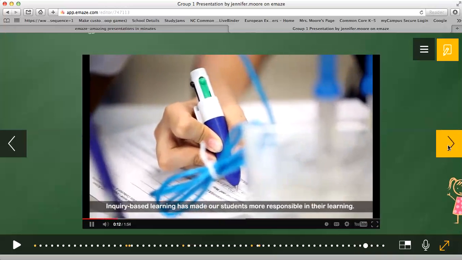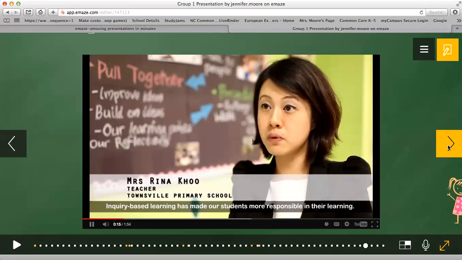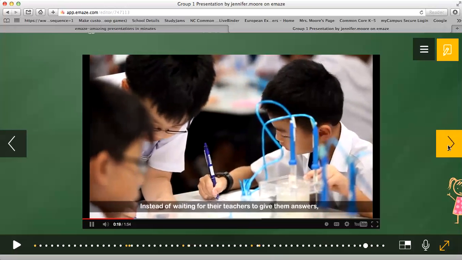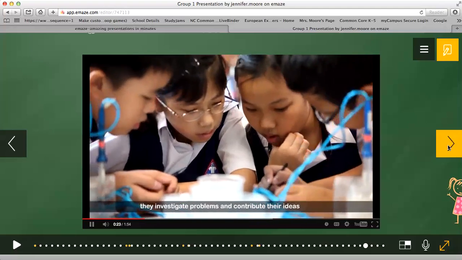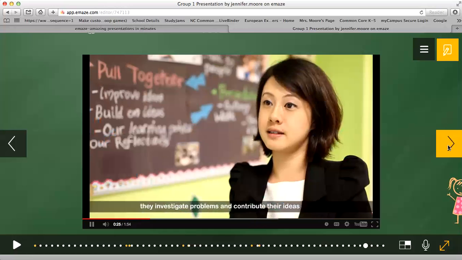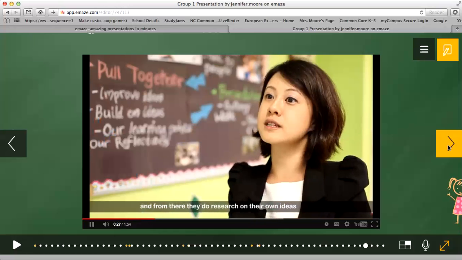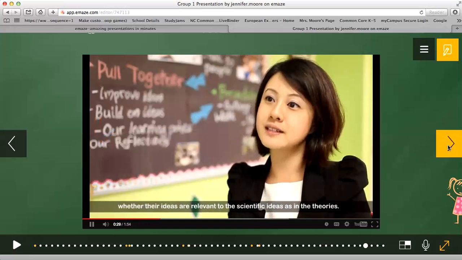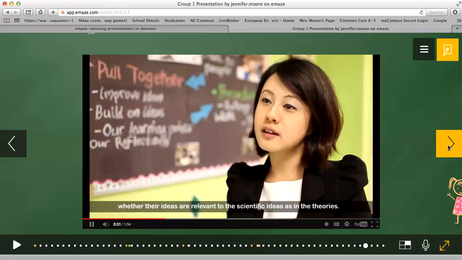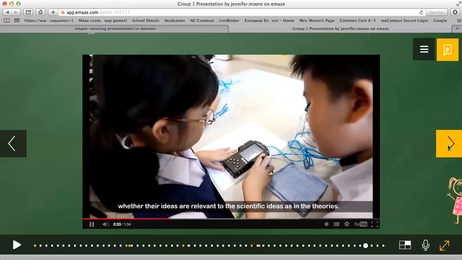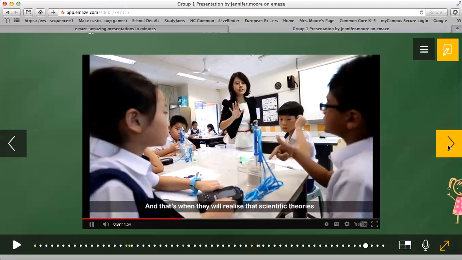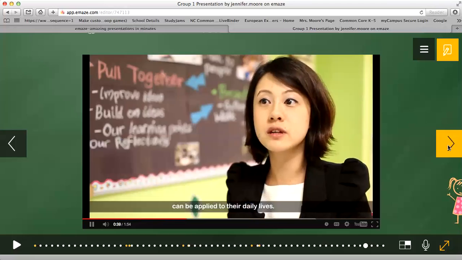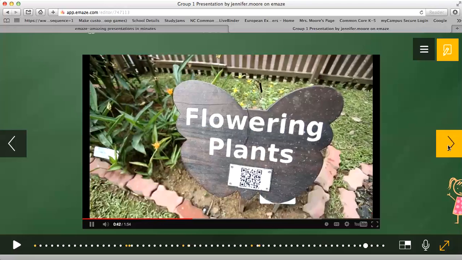Inquiry-based learning has made our students more responsible in their learning. Instead of waiting for the teachers to give them answers, they investigate problems and they contribute their ideas. And from there, they do research on their own ideas or whether their ideas are relevant to the scientific ideas, as in the theories. And that's when they will realize that scientific theories can be applied to their daily lives.